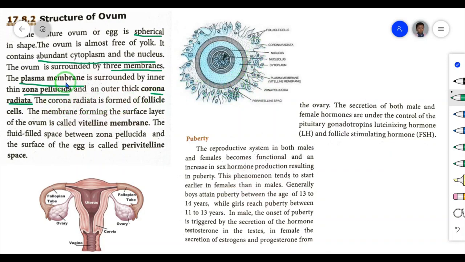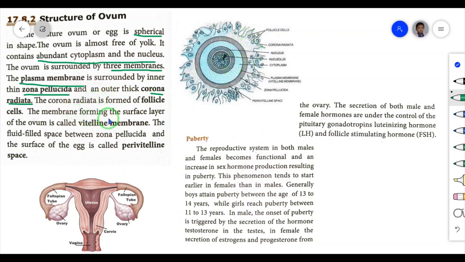The plasma membrane is surrounded by the inner thin zona pellucida and the outer thick corona radiata. The outer layer is known as the corona radiata, that is the thick layer. The corona radiata is formed of follicle cells.